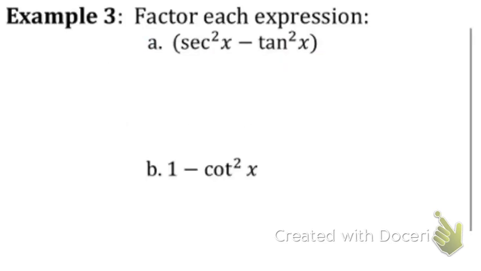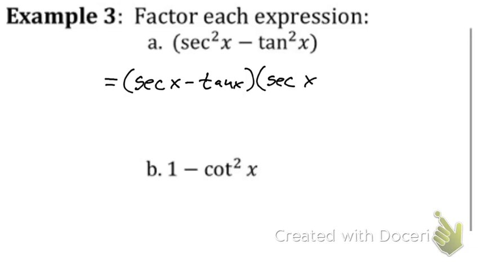All right, factoring. We're supposed to factor each of these expressions. So the first one is a squared minus b squared. The easiest way to factor a squared minus b squared is to do a minus b times a plus b. So in this case, we're going to have secant x minus tan x times secant x plus tangent x.